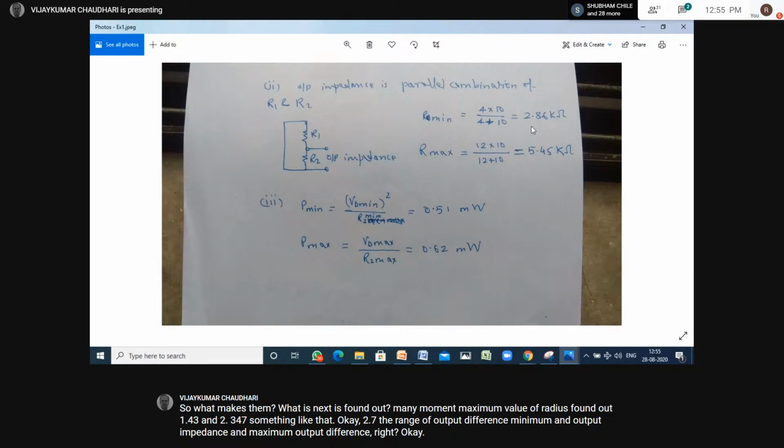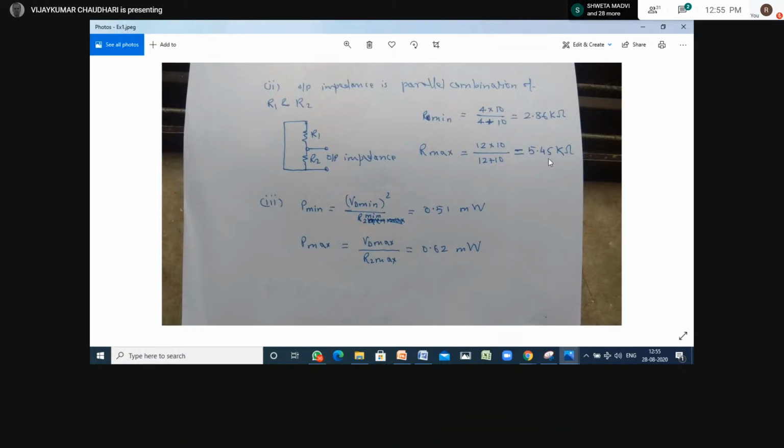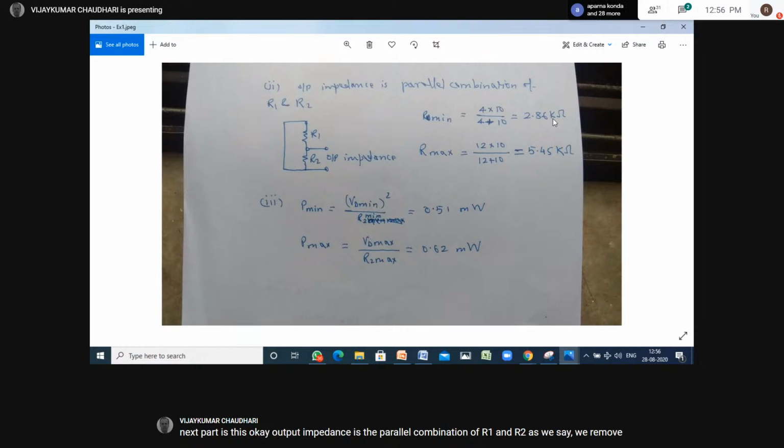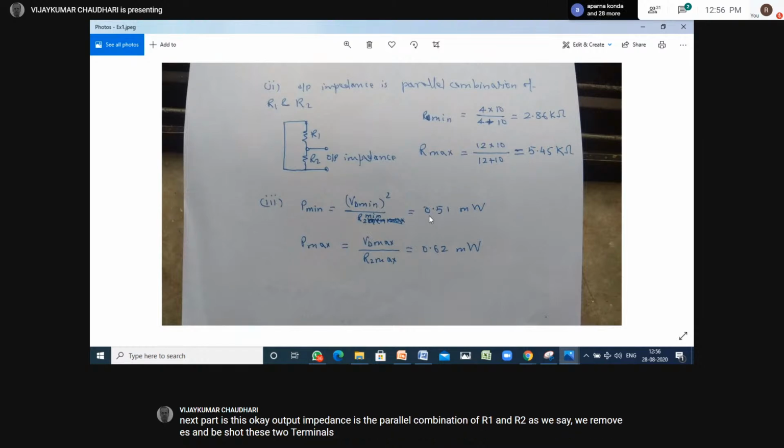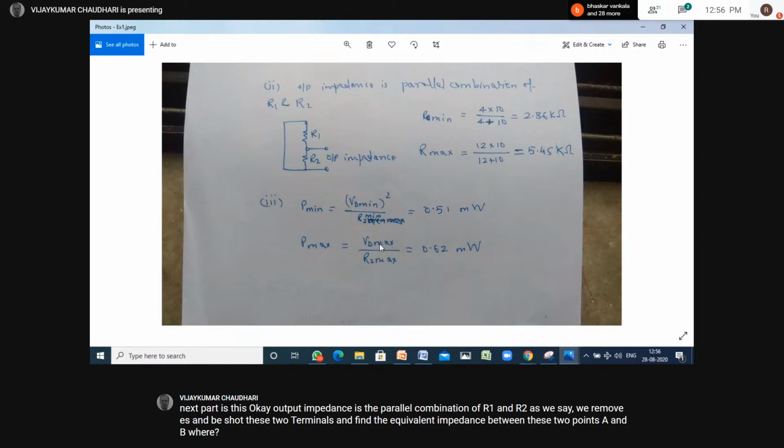So minimum output impedance is 2.86K, maximum output impedance is 5.45K. Whereas we want the minimum and maximum range of power dissipation. So P min will be V squared by R, so VD min squared by R min. VD min is 1.43. So 1.43 squared divided by 2.86 into 10 raised to 3 comes out to be 0.51 milliwatt, right?